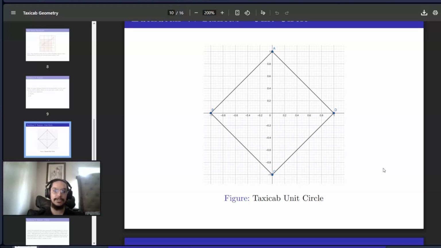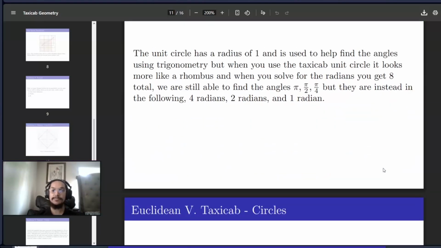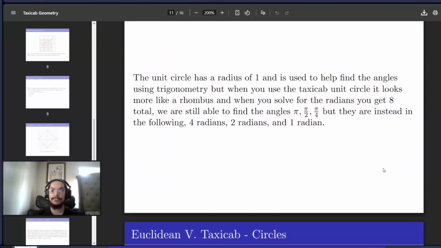And then you could use 4 radians, which gets you the whole pi, which is a straight line, which is at B. Now, as stated above, you could use these to help us find the radians, which we can use in trigonometry, and you could use some of these angles to help you for the triangles.